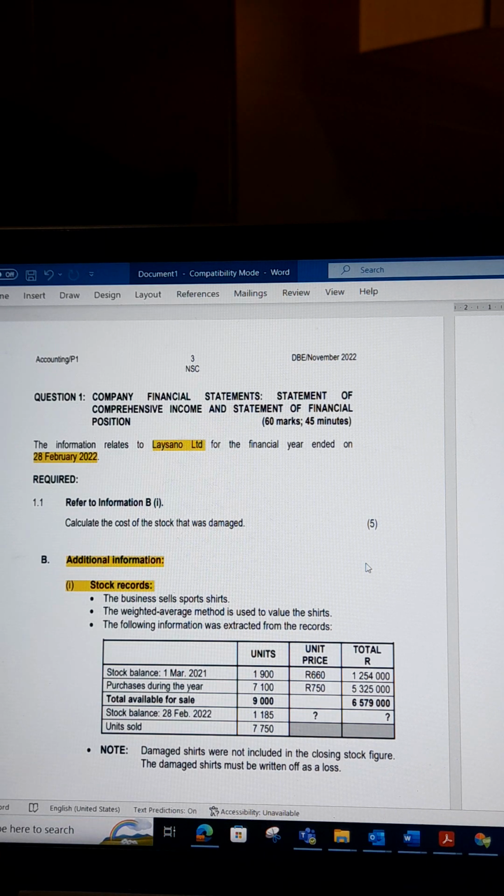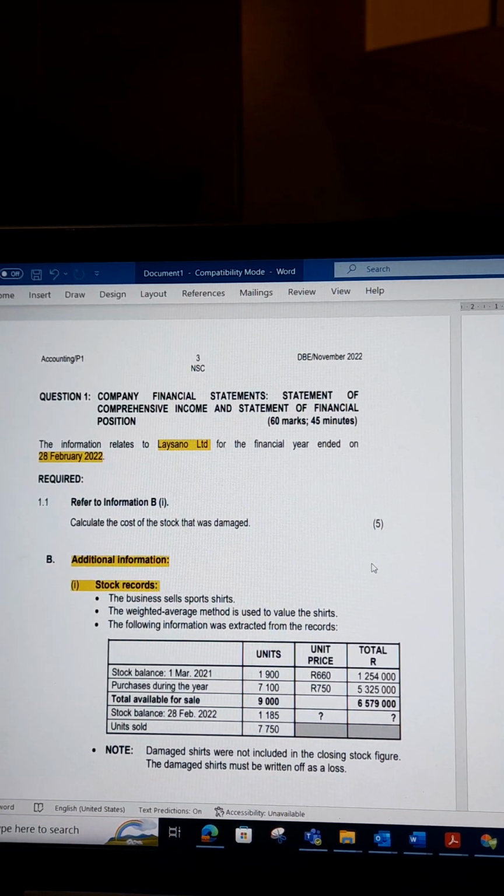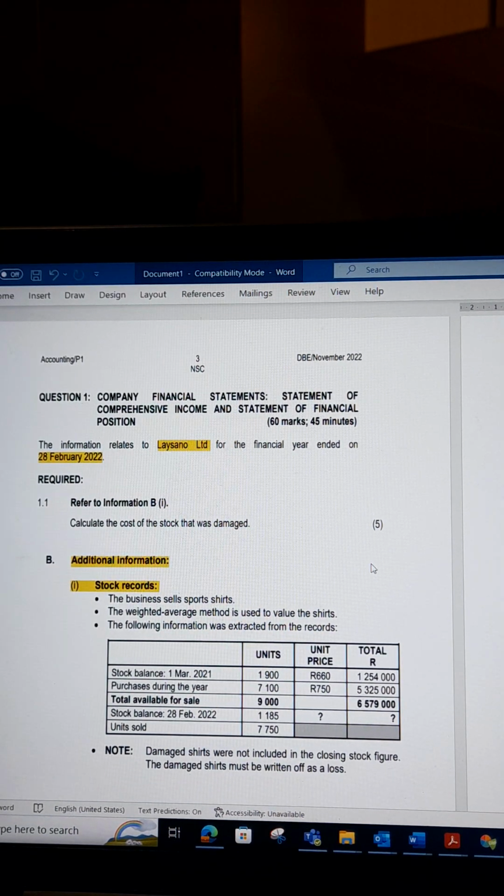Then they said the damaged shirts must be written off as a loss, meaning that after that we need to write them off as a loss, but we can't just write them off without knowing the cost of the stock that was damaged. So how do you calculate the cost of stock that was damaged? This is what we need to do. Remember that to deal with stock, we will have your opening, we'll have your purchases, we'll have your closing, or else you'll have the units that have been sold, which will give you your closing. That's the formula for calculating your closing. So first of all, we need to calculate your closing.